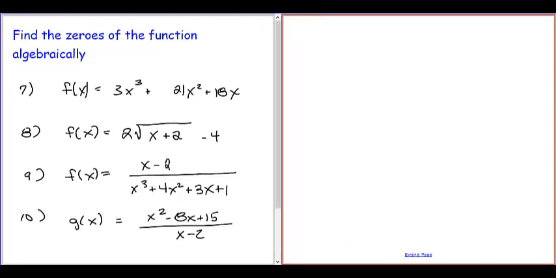Okay, so let's go ahead and do some more problems which involve finding the zeros of the function. Now remember, the zeros are the x-intercepts. They're the same thing. So we use the same procedure as before. We set y equal to 0 or f of x equal to 0, and we solve for the values of x where that happens. So the first one is a polynomial.